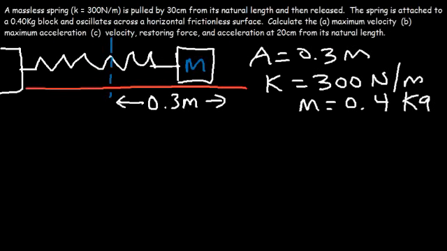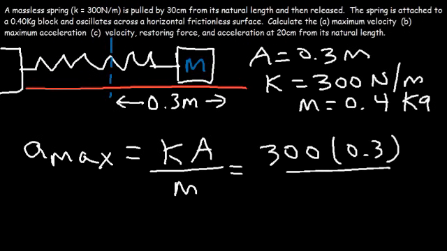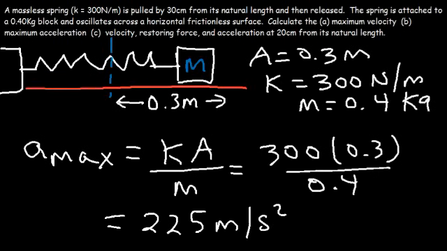So now what about part B? What's the maximum acceleration? So let's use this equation. It's equal to K times A divided by m. So it's going to be 300 times 0.3 divided by 0.4. 0.3 divided by 0.4 is basically 0.75 times 300. That's 225. So the maximum acceleration is 225 meters per second squared.